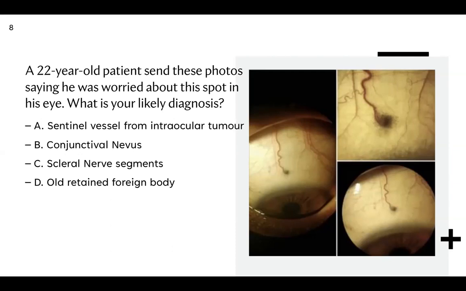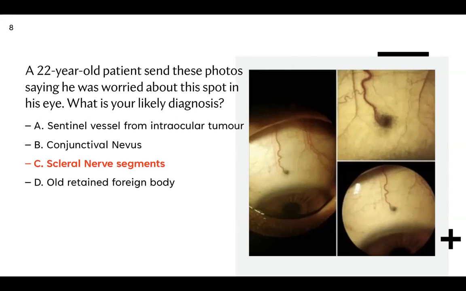This is actually something that we may all have seen under the slit lamp while examining patients, but it's just that we may never have scratched our heads and wondered what it actually was. Well, let's see what the actual answer is. The right answer is they are scleral nerve segments. They're also called Axenfeld nerve loops, which are seen as these pigmented dots that break through the sclera, and they usually have an accompanying vessel. For a change, the majority of the answers were conjunctival nevus, which is incorrect.